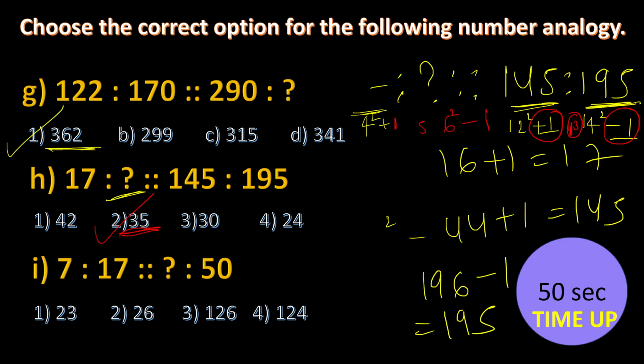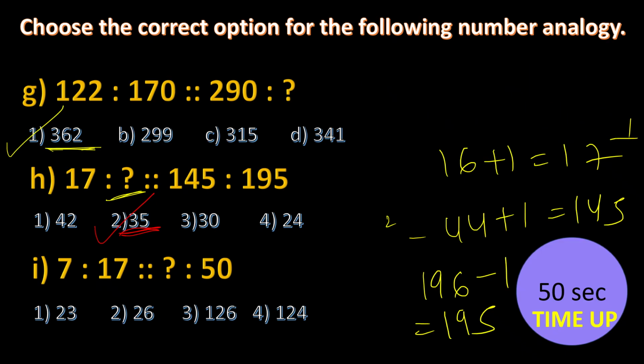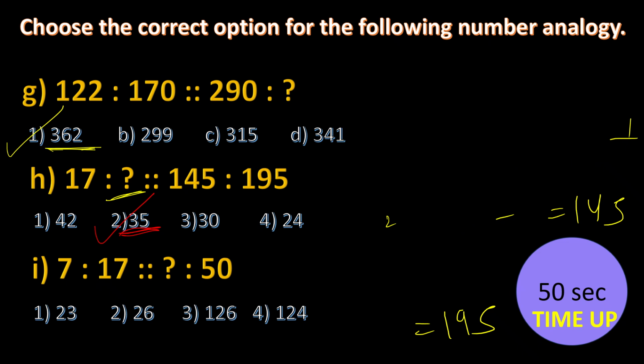Next one, try to solve it. 7, 17 they have given. Question mark, 50 they have given. What could be the logic here? Is it square? Is it a prime number? Cube? What is it?